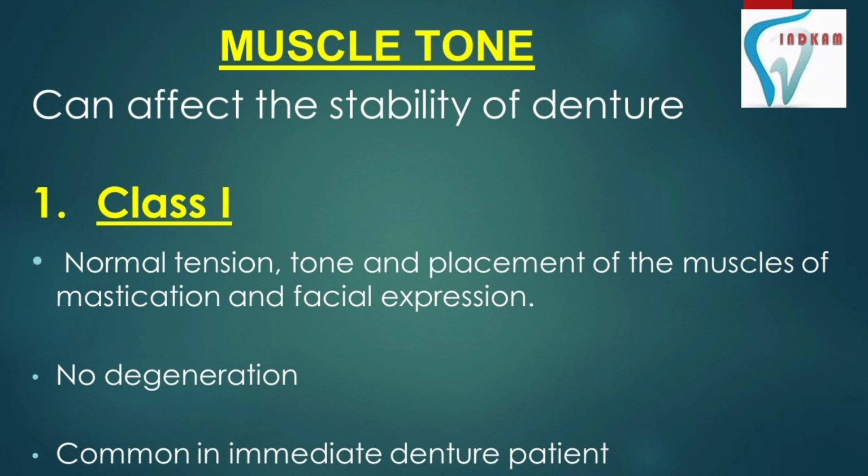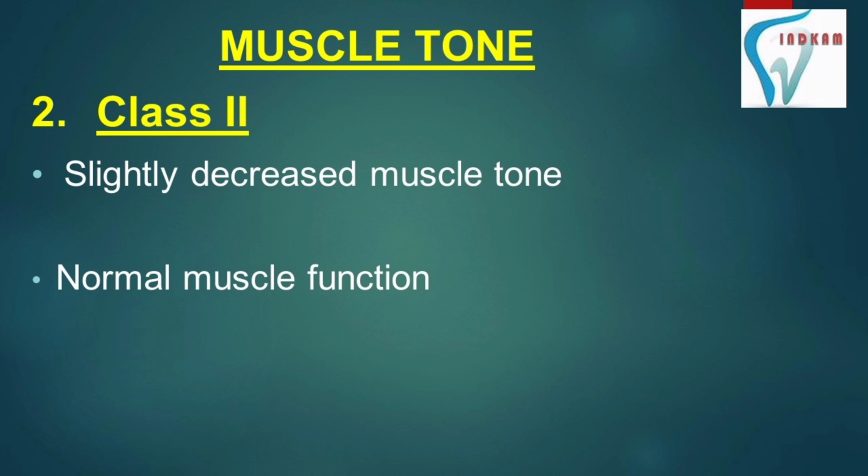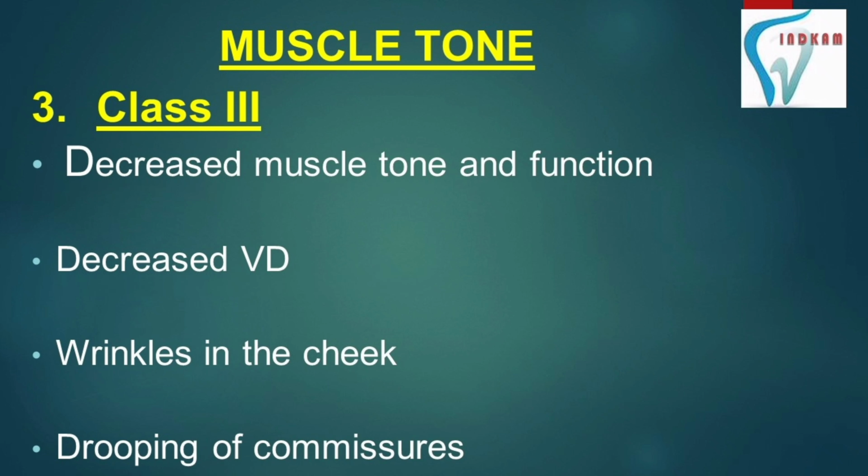House classified muscle tone as class 1, class 2 and class 3. In class 1, normal tension, tone and placement of muscles of mastication and facial expression is present. There is no degeneration, common in immediate denture patients. Class 2, slightly decreased muscle tone is there and normal muscle functions present. Class 3, there is decreased muscle tone and function, decreased vertical dimension, wrinkles are present in the cheek and drooping of the commissures.